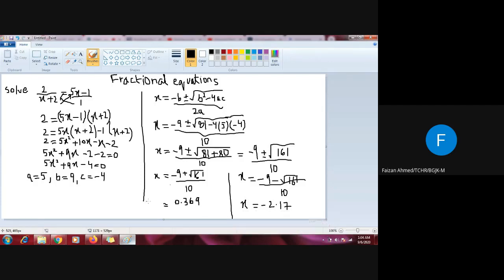This was basically a fractional equation, but when I simplified it, it turned out to be a quadratic equation, and I have the best method to solve the quadratic equation, that is the quadratic formula method. And this is the solution. I hope you have understood this question. I will be solving some more questions on fractional equations soon.